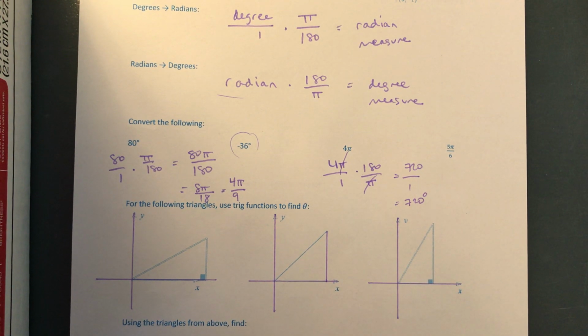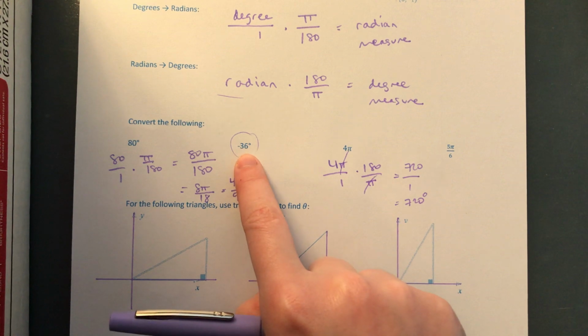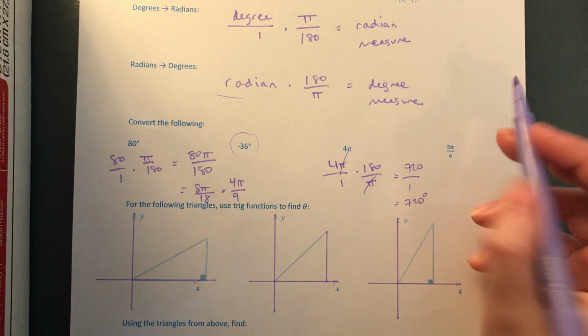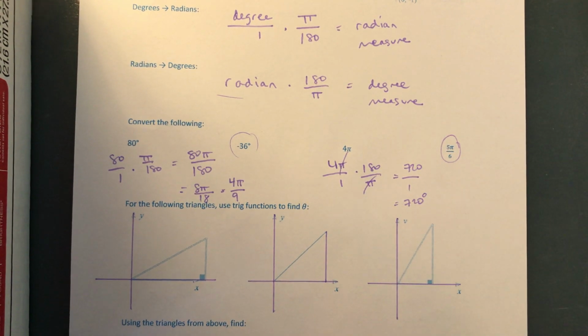All right, so pause here, try negative 36 degrees, change that to a radian measure, and then try 5 pi over 6, change that to a degree.